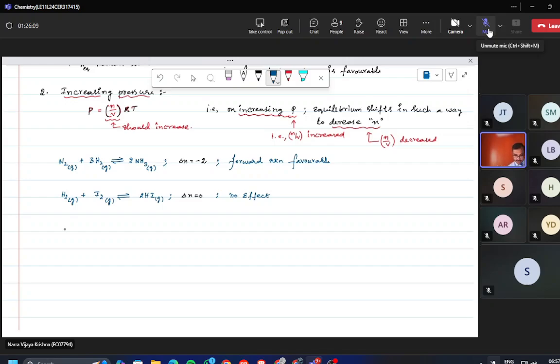Now I am taking one more reaction. When delta N is 0, pressure change cannot affect the equilibrium. Correct? Now see this one. In this case, what is delta N, sir? Can I write this as delta N less than 0 here? Can I write this as delta N greater than 0? Correct? Now tell me. How will number of moles decrease now? Forward or backward? So backward reaction favorable.